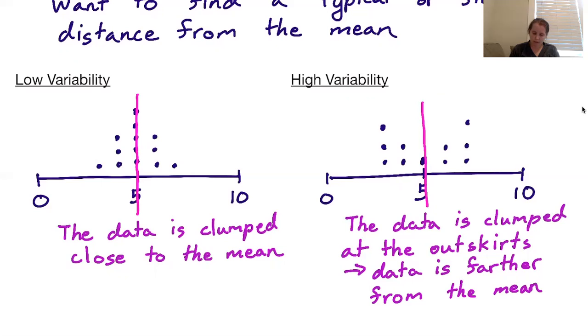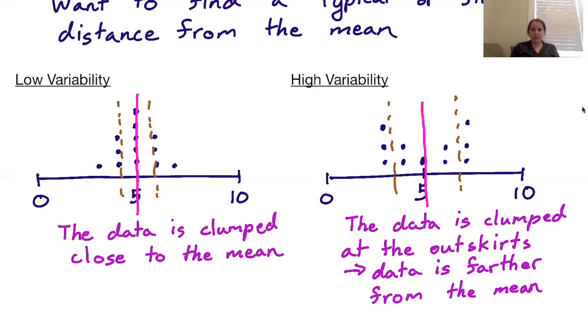In fact, let's just put in a line. We might say here that our typical distance from the mean is somewhere around 1 away from the mean. Whereas in this case, our typical high variability case, our typical distance from the mean is going to be more than 1 away from the mean. Again, I'm not doing any precise calculations here. It's just sort of where our typical values might fall.